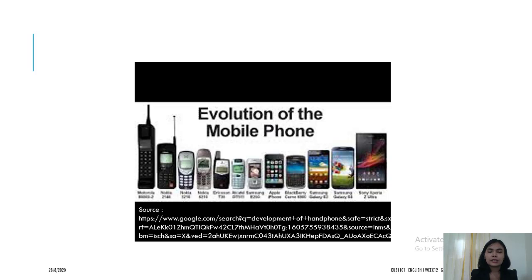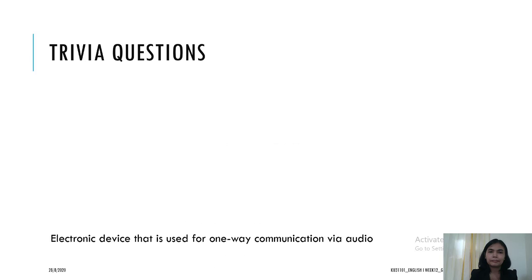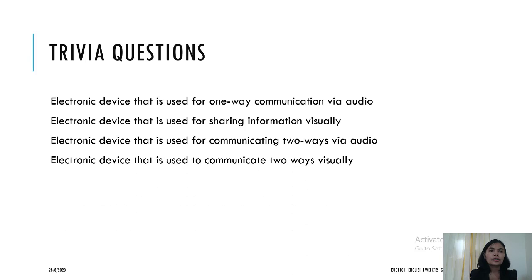Now, before we discuss further about the tenses, I'm going to have a trivia question in the next slide. So let's check the next slide. I have 4 questions over here. There is an electronic device that is used for one-way communication via audio, an electronic device that is used for sharing information visually, an electronic device that is used for communicating 2 ways via audio, and an electronic device that is used to communicate 2 ways visually.